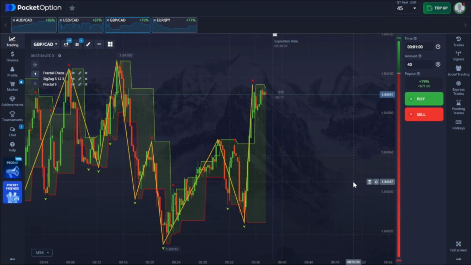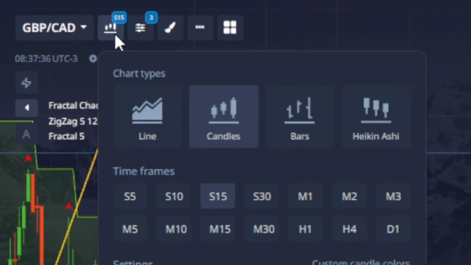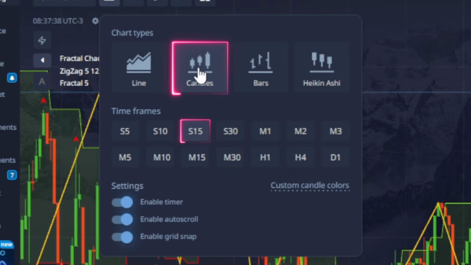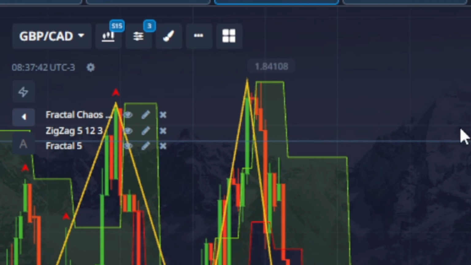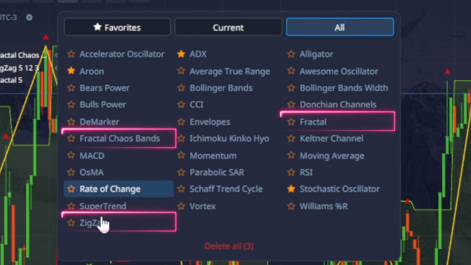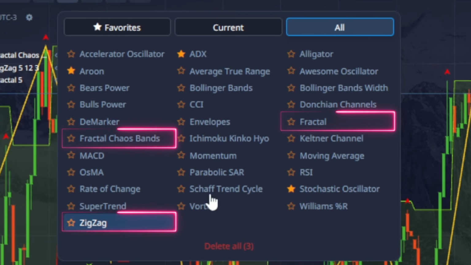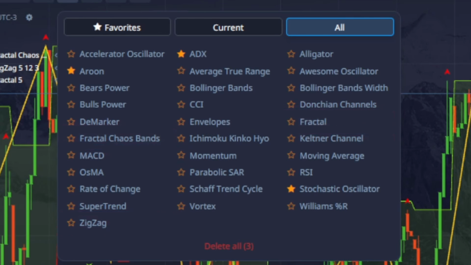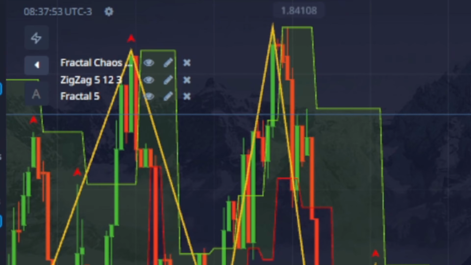Let's go to the time frame and set it for 15 seconds in candles. Let's select indicators such as fractal chaos, zigzag, and fractal. So let's do that. Okay, fractal chaos, fractal, the normal one, and zigzag. Let's quickly go to the settings for each of them.